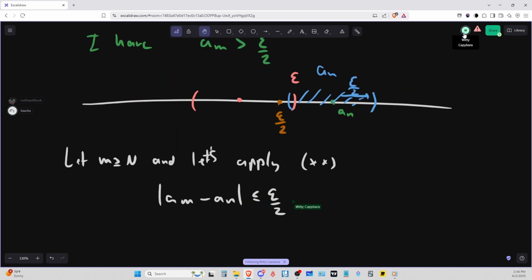Observe in particular, this inequality alone already implies that AM has to be strictly positive, because we know that AN is bigger than epsilon, and we know that the distance between AN and AM is less than epsilon over 2.